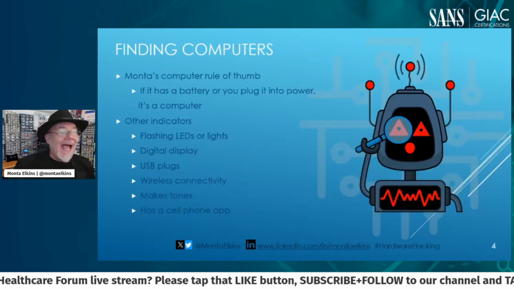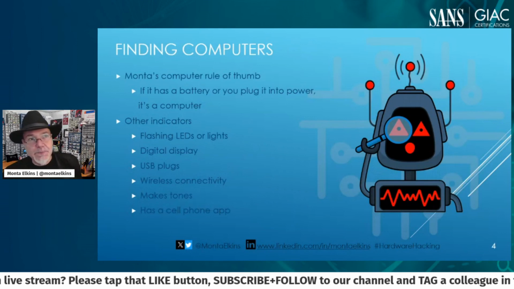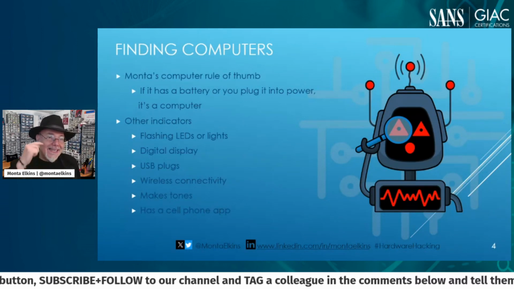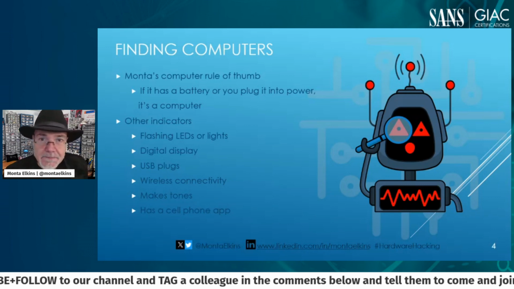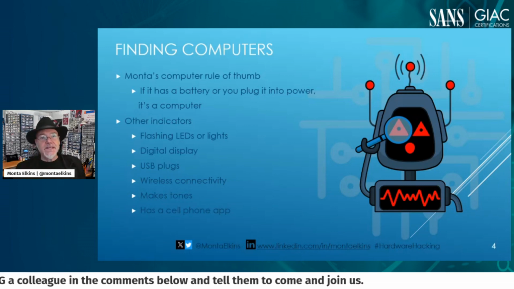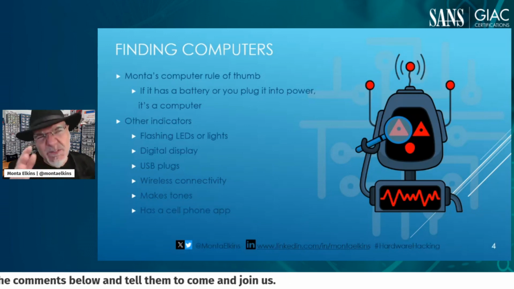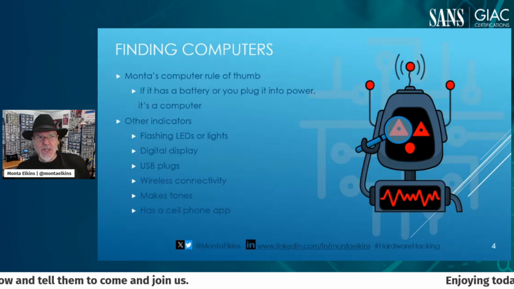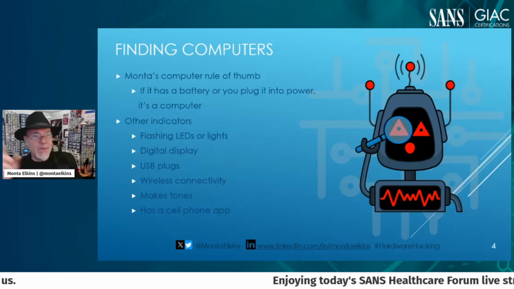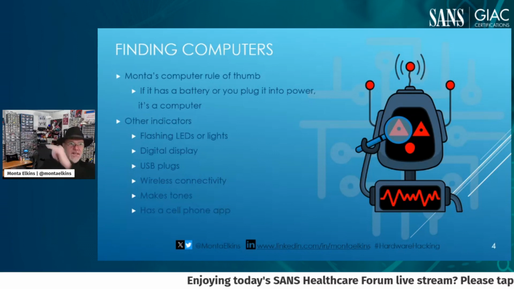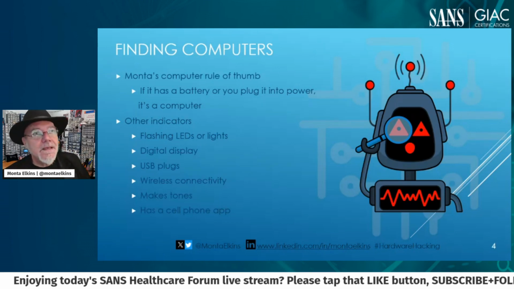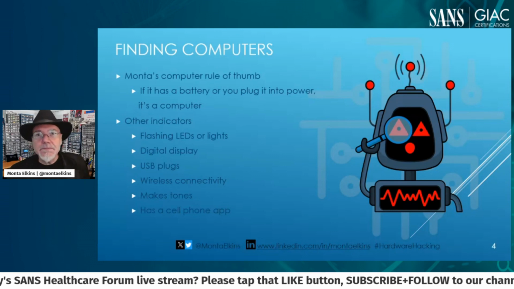So I do have a rule of thumb for finding computers. My rule of thumb is that if it has a battery or you plug it into an electrical outlet, it's a computer, if you've purchased it in about the last 10 years or so. If it has a battery, or you plug it in. Now there are some other tips down the side, if I learn to point in the right direction. But these things are computers.